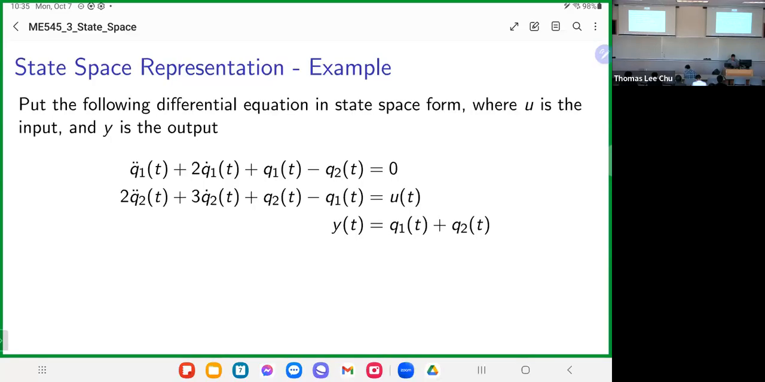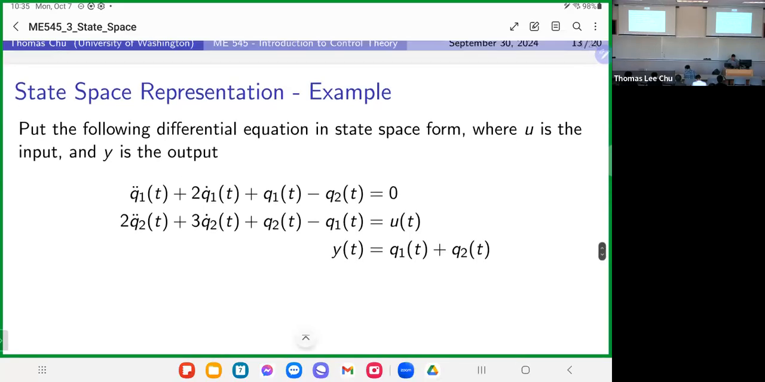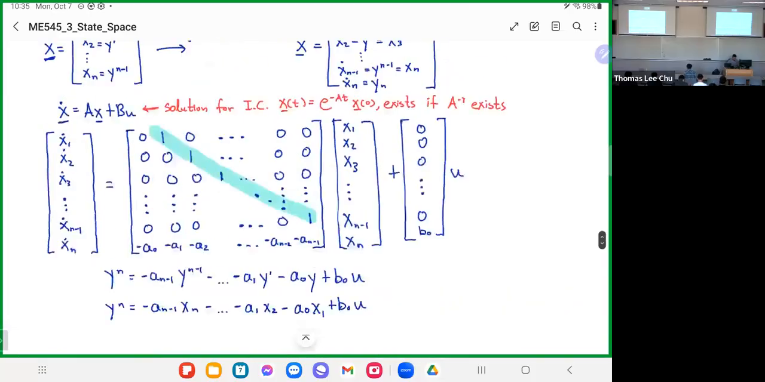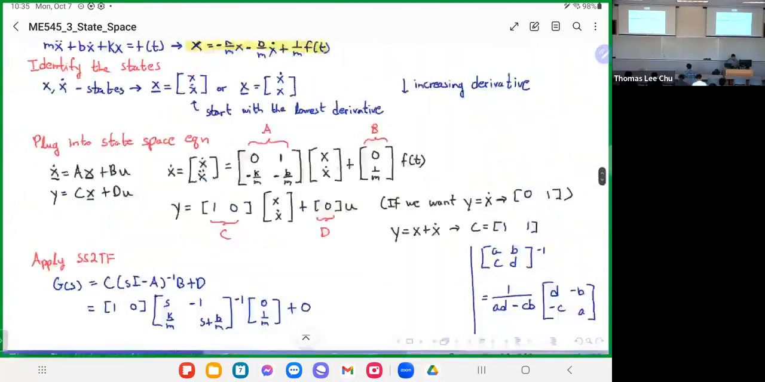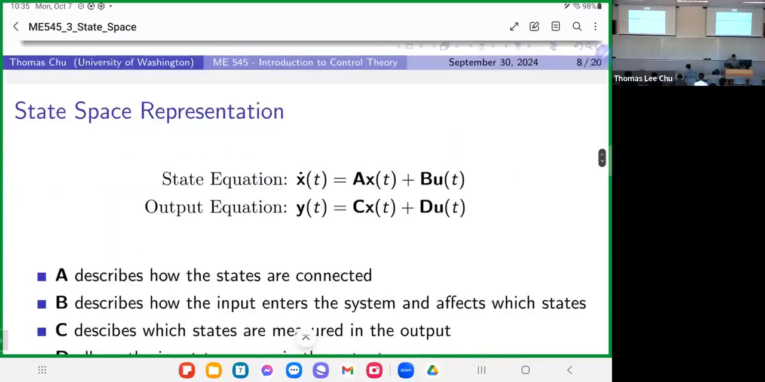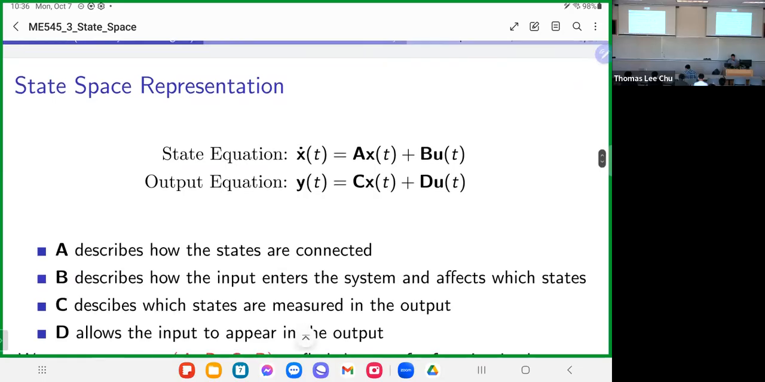Okay, so last week we left off on this example. To quickly recap, last week we talked about state space. The reason why we like state space representation is this is our state equation and our output equation. It puts all of our differential equations, like higher order differential equations, into a first order differential equation in matrix form, which is very desirable.